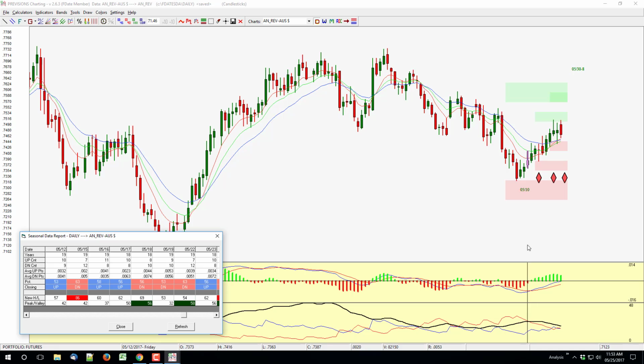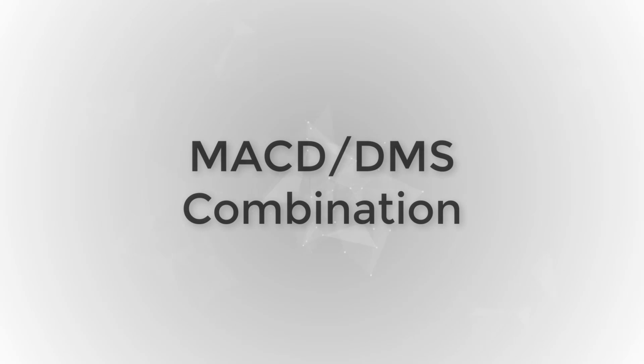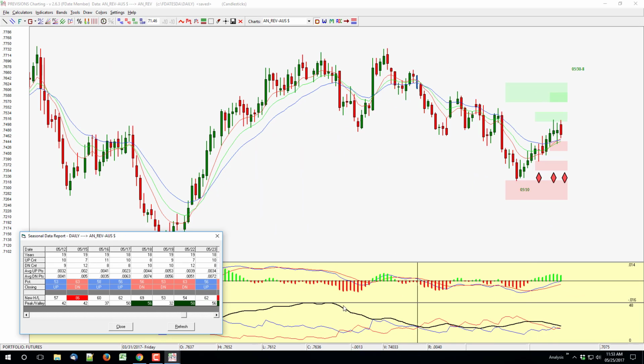Now, let me show you some other things here while we are looking at this chart. If you'll notice the MACD and the DMS. These are all available, of course, by going up to the indicators here, and you can see there's the MACD and there is the DMS.